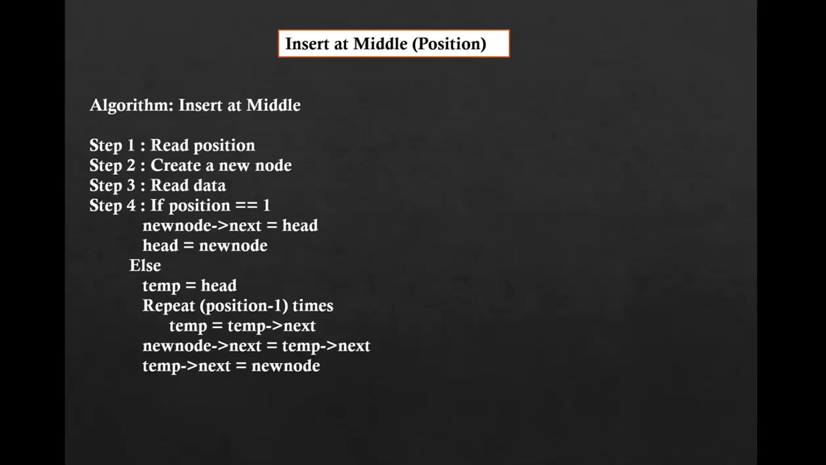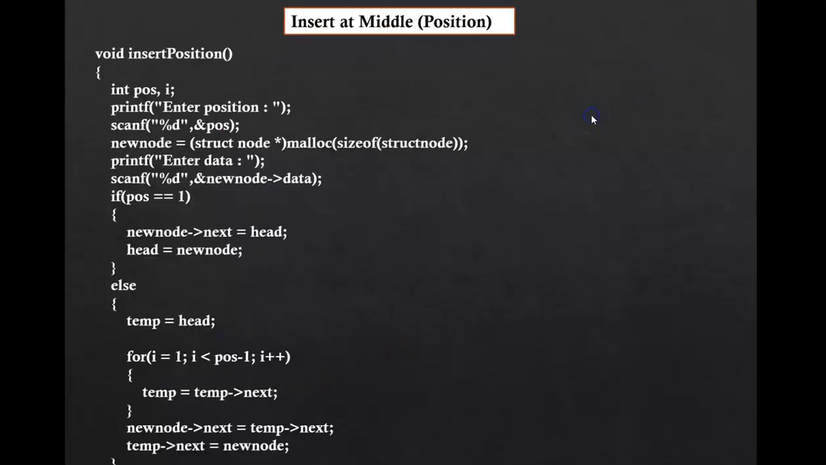So let's learn the algorithm. You read the position at which you have to insert, then create the node and read the data. If position is equal to 1, it means that you are inserting at the beginning of the linked list. Else, use the same logic: use temp to traverse to that particular position and insert there. That's the algorithm of insert at middle.